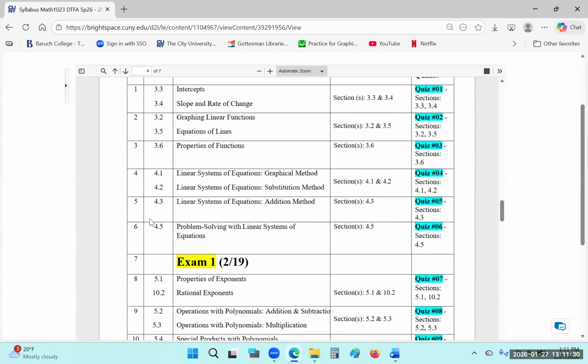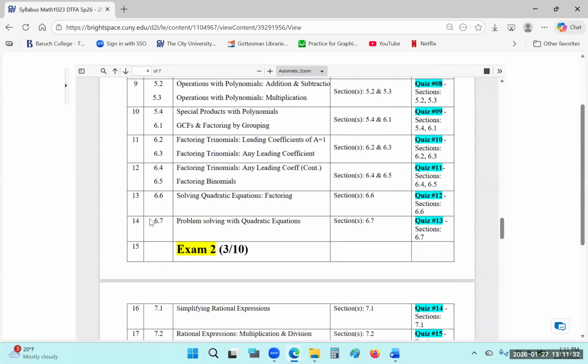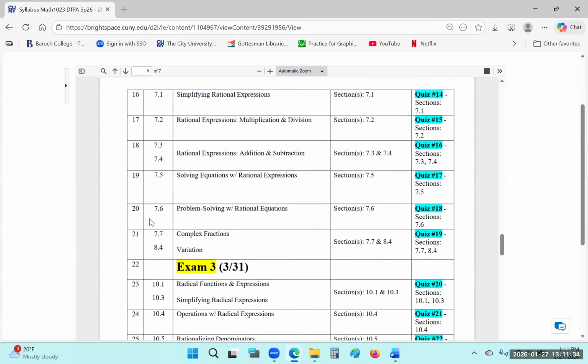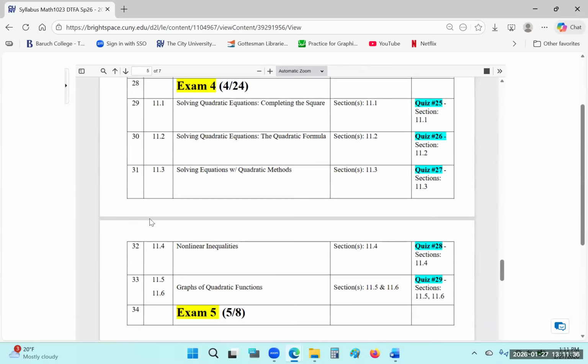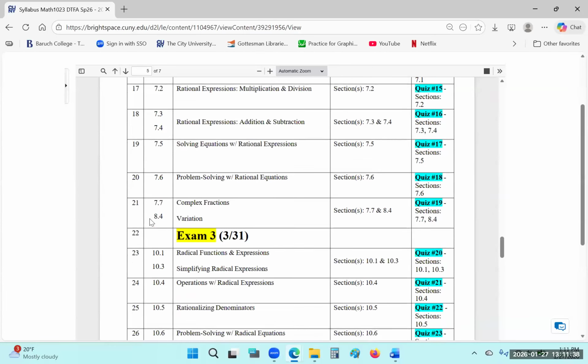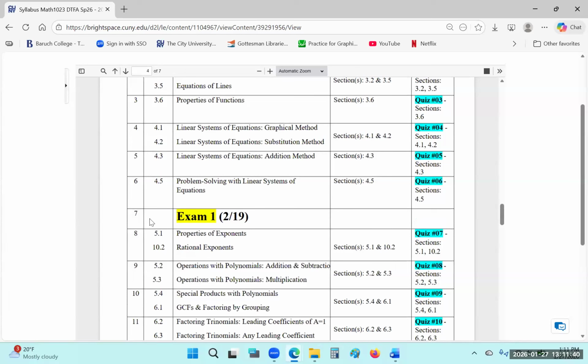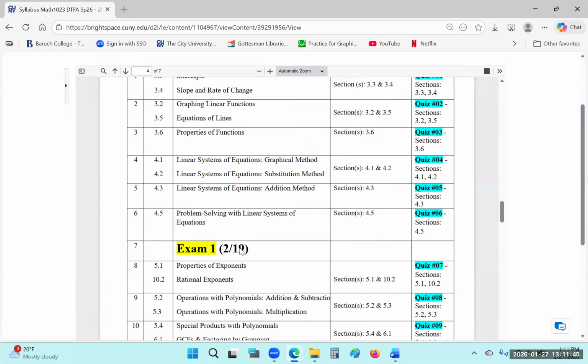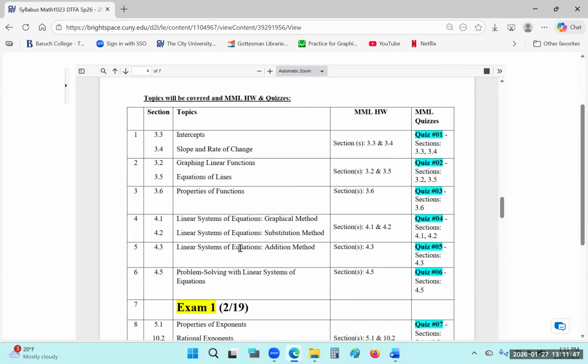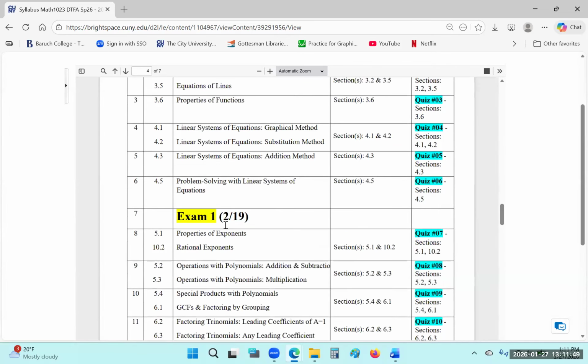So these are all the topics we are going to cover. I think 42 topics, which is a lot. 42 or 32, I don't remember. But a lot of sections we are going to cover in this class. So these are the estimated dates I'm planning to give you your exams.